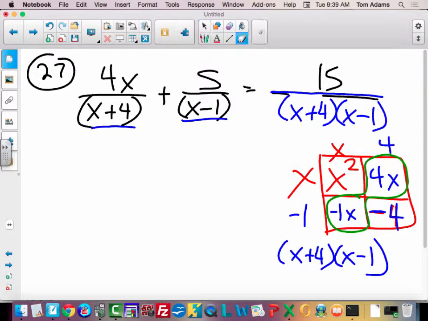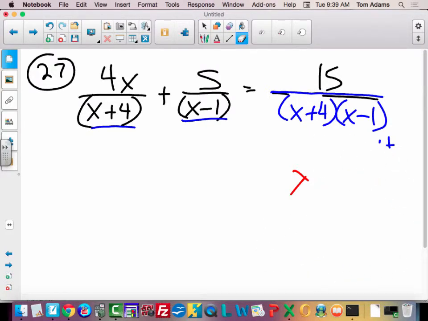Okay. So let me make a little space here. Wait, where'd the 15 come from? It's always been there. Oh. There's nothing I can do about that.